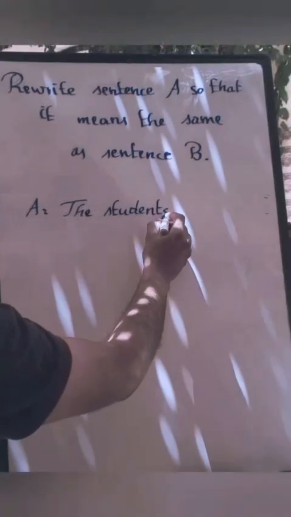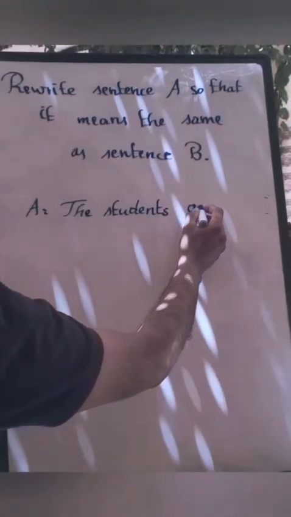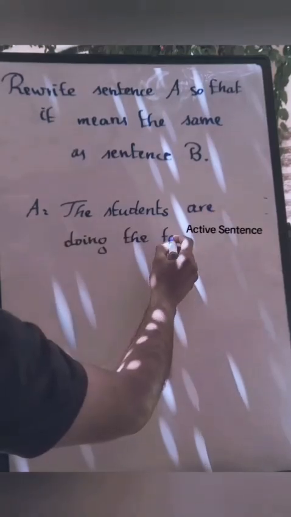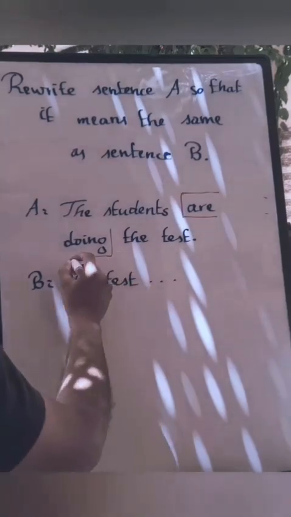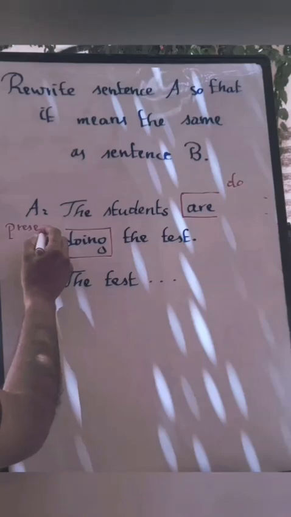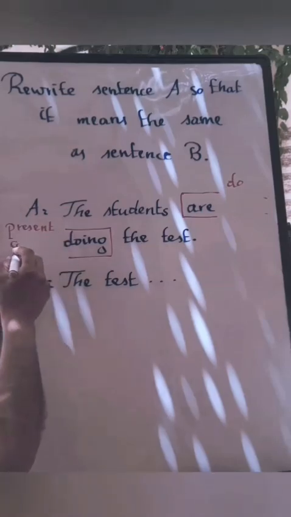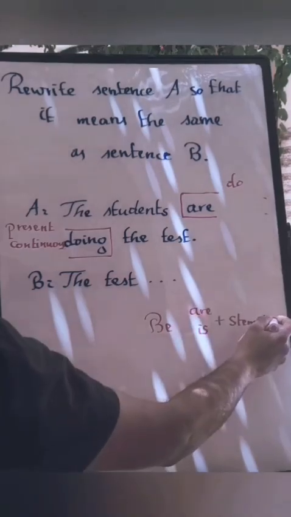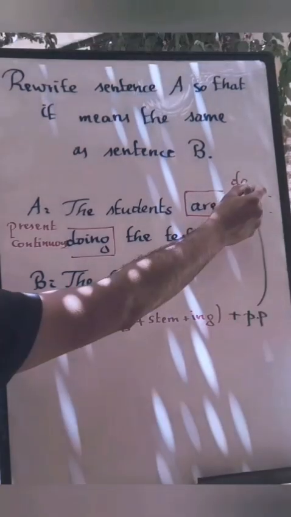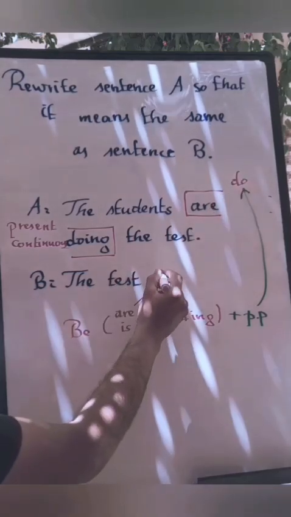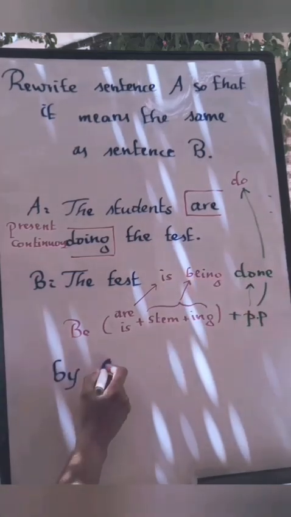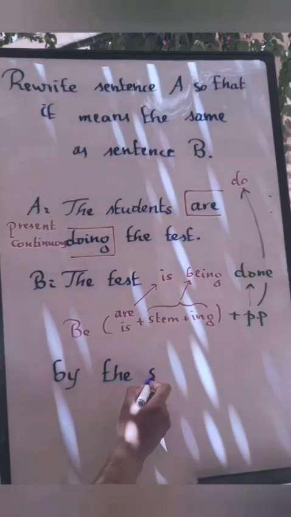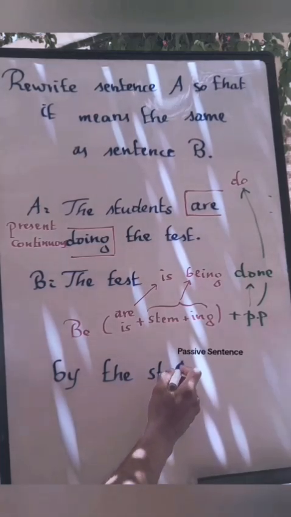Sentence A goes, the students are doing the test. Sentence B begins with the test. Are doing here is our verb. It's conjugated in the present continuous. Now we shall do the same to the verb to be, which is either is or are, plus the stem of be, which is be, and -ing, being, plus the past participle of the verb to do, which is done. The test is, not are, because it's singular, being done by the students.